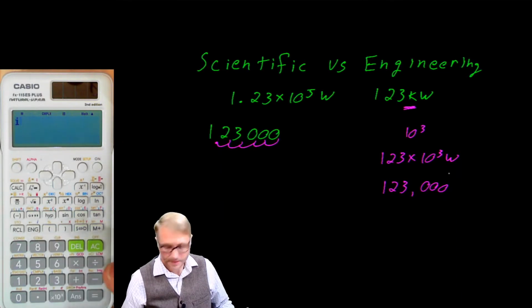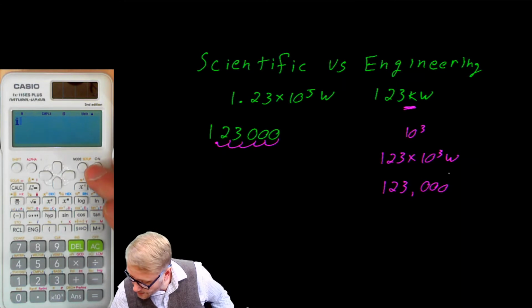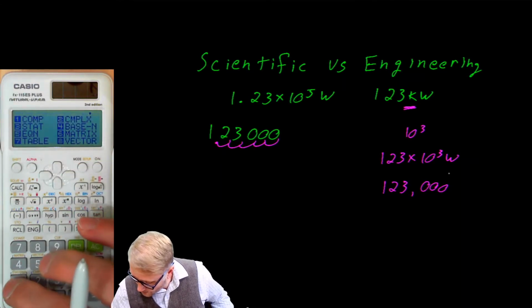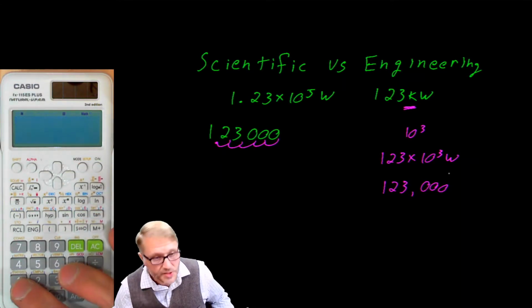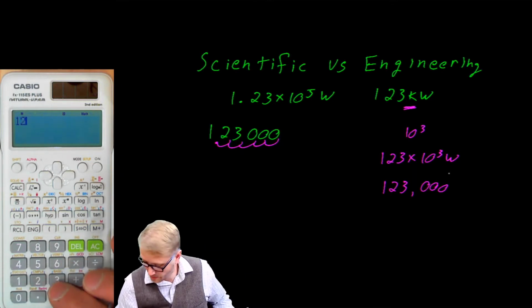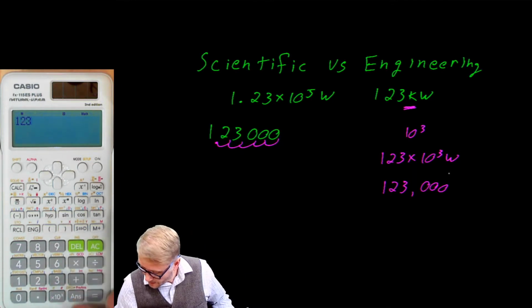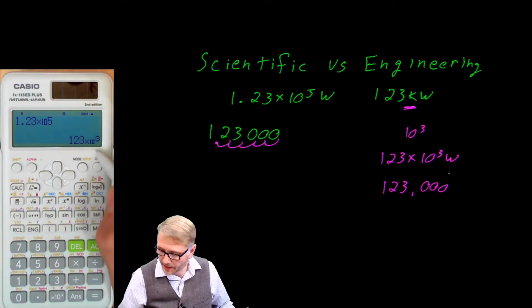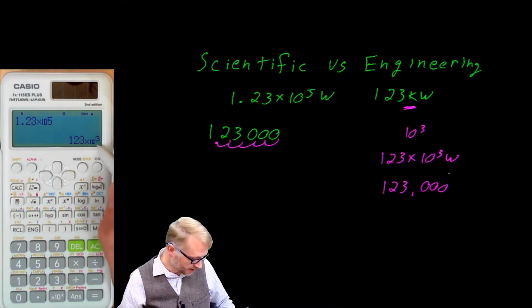If you push that, whoops, we're in the wrong mode. Go back to normal mode. Let's try that again. So 1.23 raised to the fifth power. There it is. And then hit the engineering button. And there we go, 123 times 10 to the third.